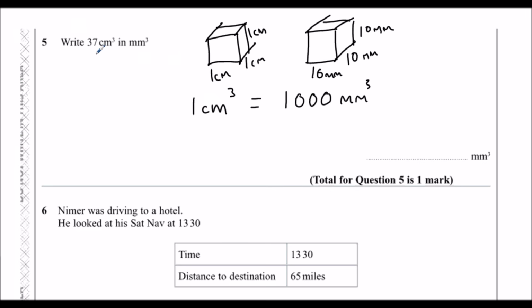If we've got 37 centimeter cubes, that means we've got 37,000 millimeters cubed. So 37,000.